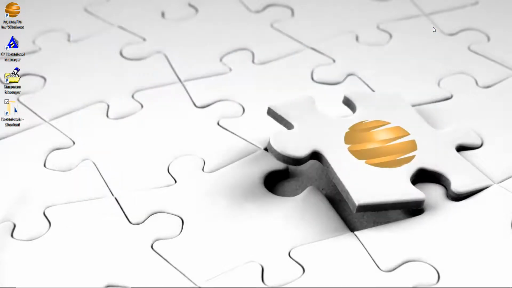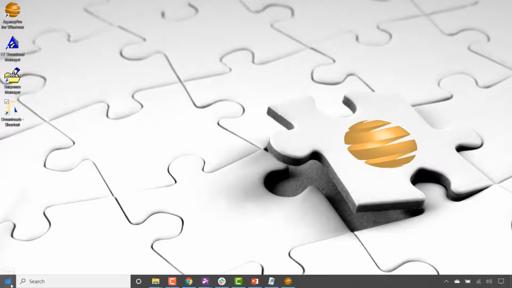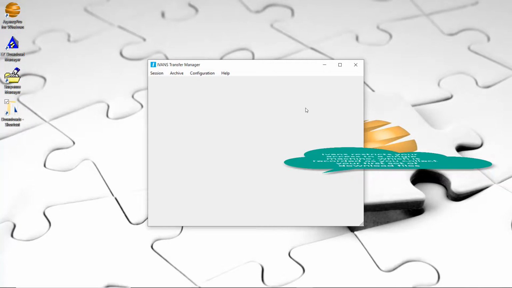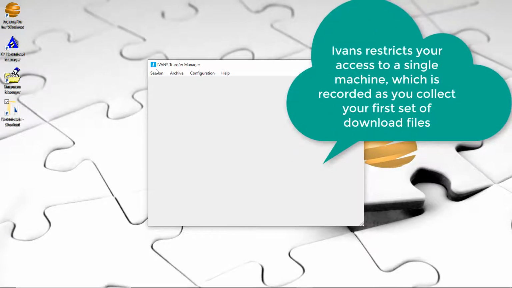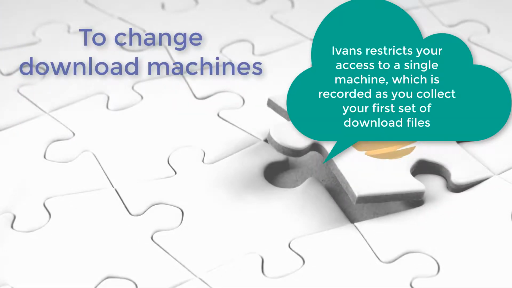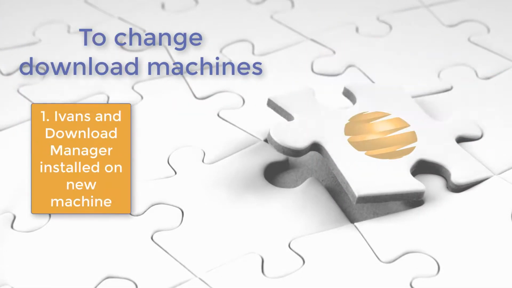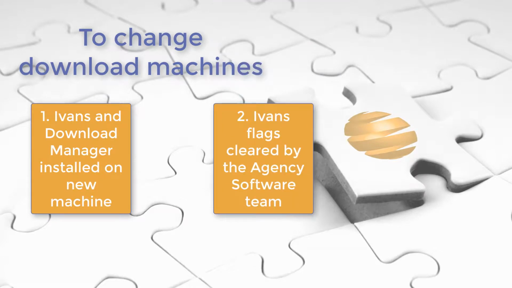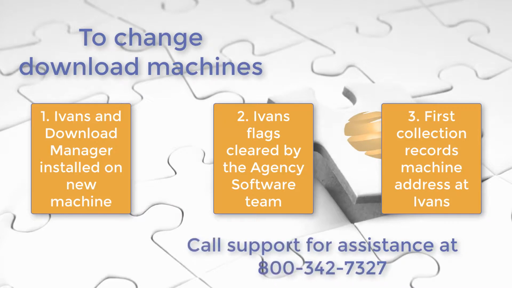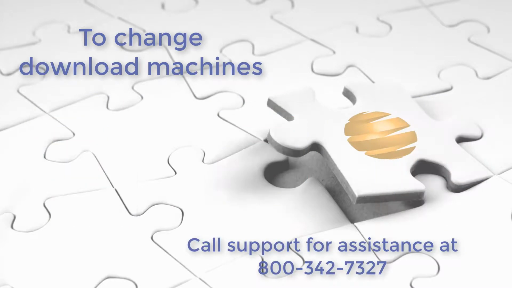The download module can only be loaded to a single workstation, as Ivans records the machine from which you access your mailbox and sends only to that particular machine. If you wish to change the workstation from which you receive downloads, Ivans or agency software must reset the machine ID through the Ivans control panel. The next machine you access your mailbox from will then be set as the single receiving machine.